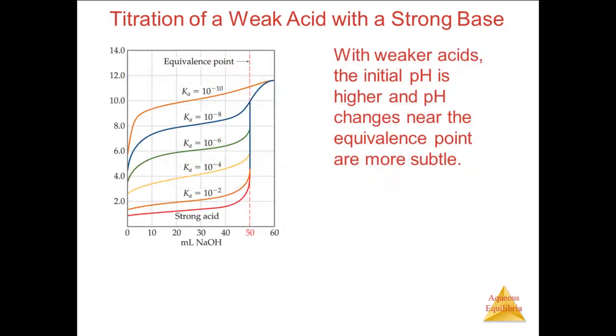This graph shows what the pH graph would look like for weak acids with Ka's of different values. Note that the weaker the acid, the higher the initial pH is, and the shorter the section where the pH changes rapidly.